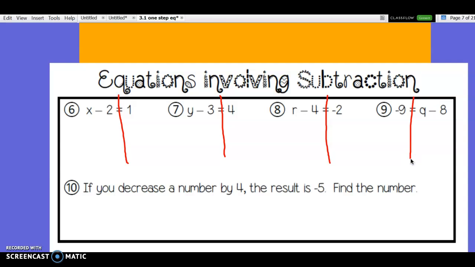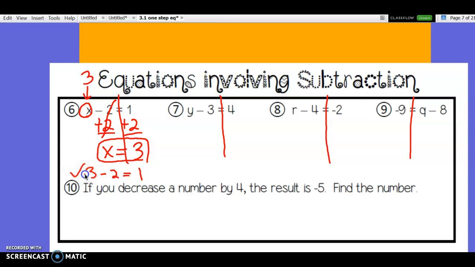So again, what I'd like for you to do is focus on the side where you see the x. Sometimes it helps if you actually circle that variable. We want to get that all alone. So to get rid of subtracting 2, I'm going to add 2 to both sides. Remember, what you do to one side, you have to do to the other. On the left side, these both cancel, and I just have an x left over. I bring my equal sign down, and on the right side, I have 3. So my answer is x equals 3. I can check it by going back to the original problem, putting a 3 in where the x is, and 3 minus 2 does equal 1, and that's my check.